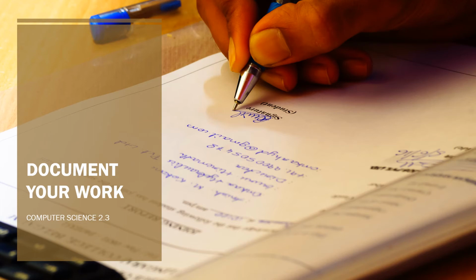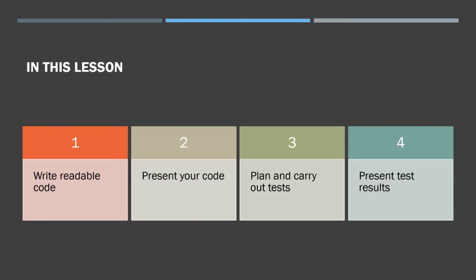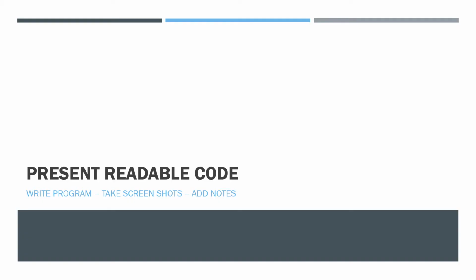In this lesson, you'll learn how to document your work so you can present it in a way that shows what you've done. You'll learn how to make sure that your code is readable and how to present your code in a way that makes it easy for me to see what you've done to solve the problem. You'll learn how to plan and carry out tests on your code and how to present your test results in a readable way.